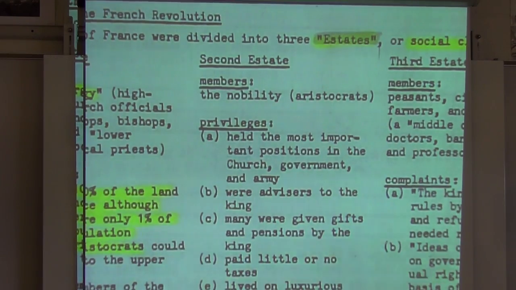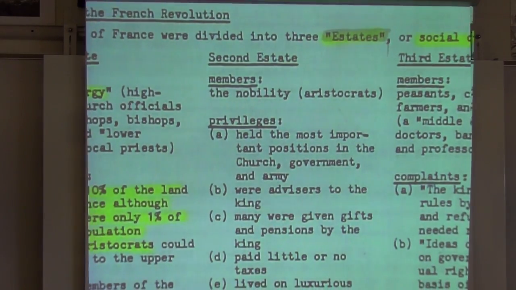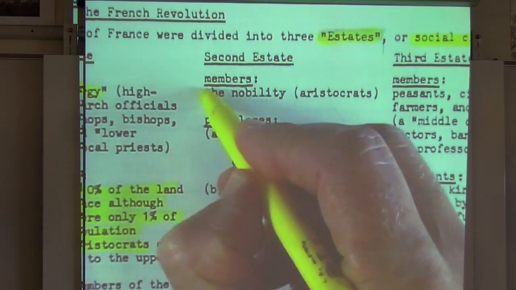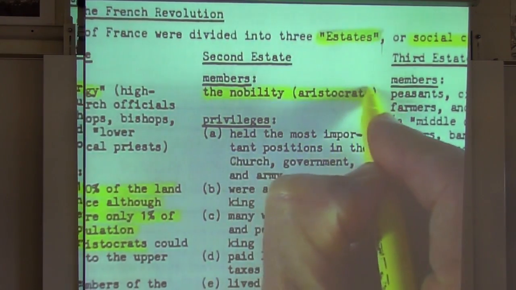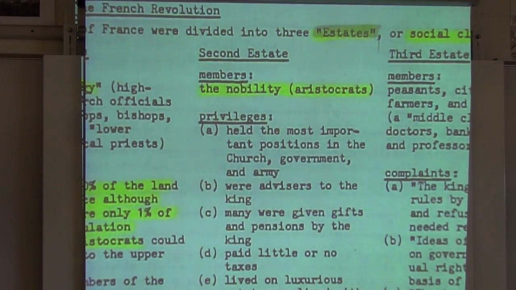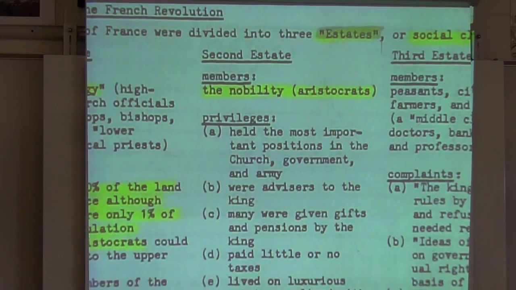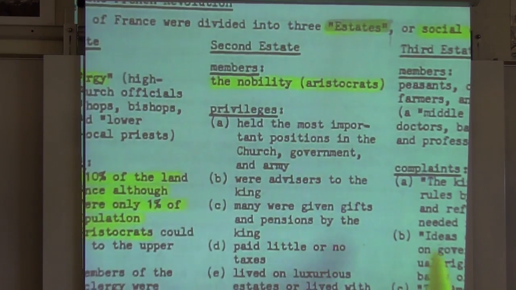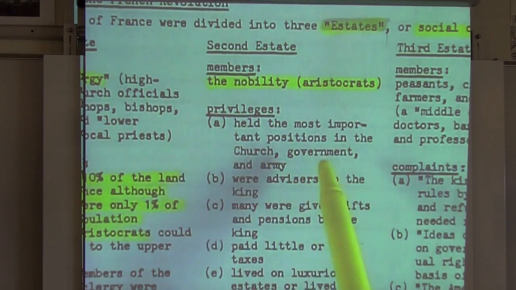Okay? The second state is the rest of the nobility. It's the rest of the family members of these wealthy families. These are the men, and obviously all the women at this time. Well, certainly women could become nuns, but these are the rest of the aristocratic families who didn't choose a life in the Roman Catholic Church. They chose to live their life and do what they wanted to do with their lives. They held the most important positions in the church, the government, and the army.